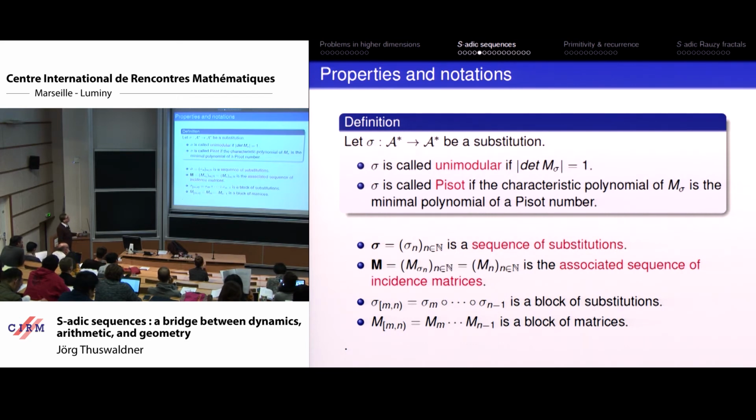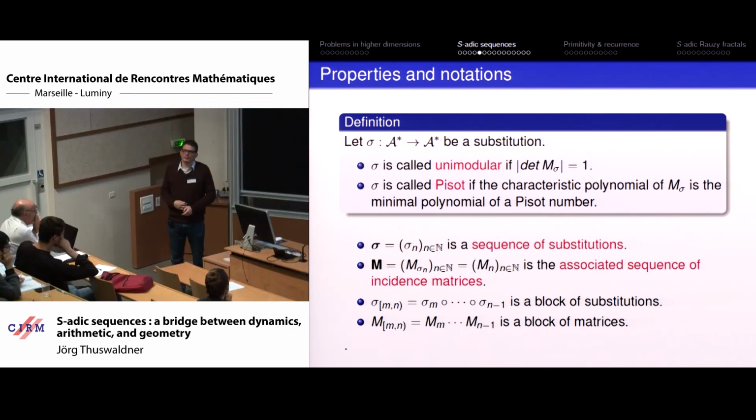Another important property is the so-called Pisot property. A substitution is called a Pisot substitution if the characteristic polynomial of the incidence matrix is the minimal polynomial of a Pisot number. So what is a Pisot number? A Pisot number is an algebraic number, which is even an algebraic integer. And it has the property that all the conjugates, so all the other roots of the minimal polynomial of this algebraic number, are strictly less than 1.